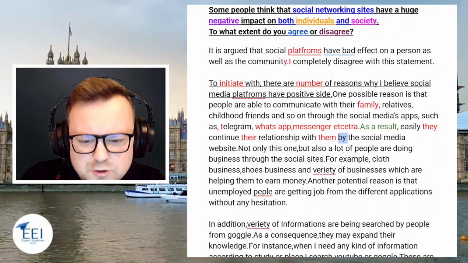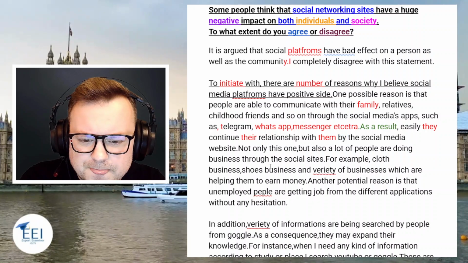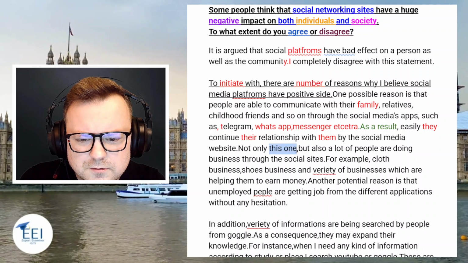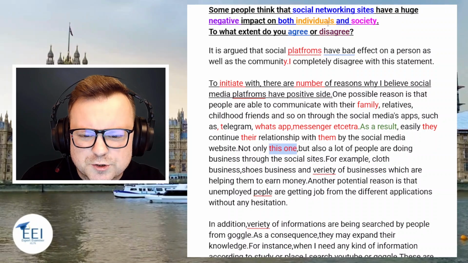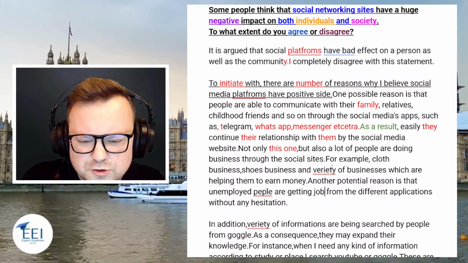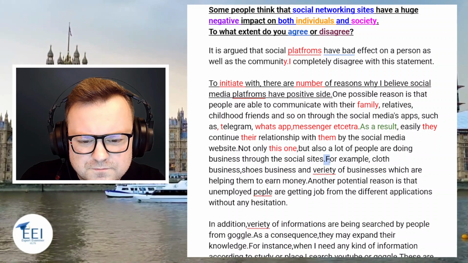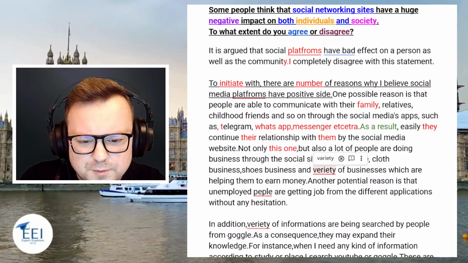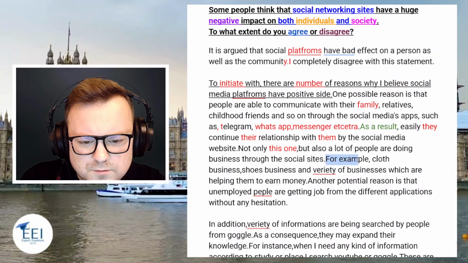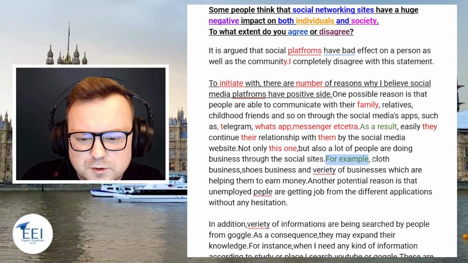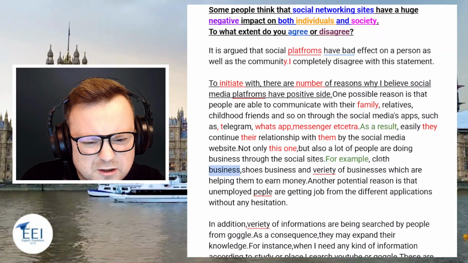But okay, social media website. Not only this one, but this one what? I don't know what this one talks about. But also a lot of people are doing business through the social sites. Again, punctuation is just bad because we need that space. For example, good. So some cohesion is okay here. For example, cloth business. Don't know what cloth business.